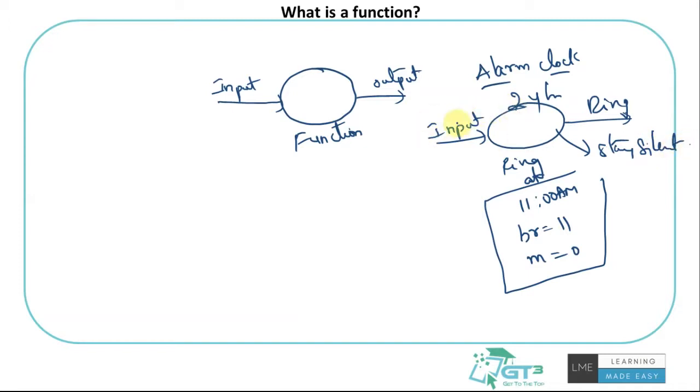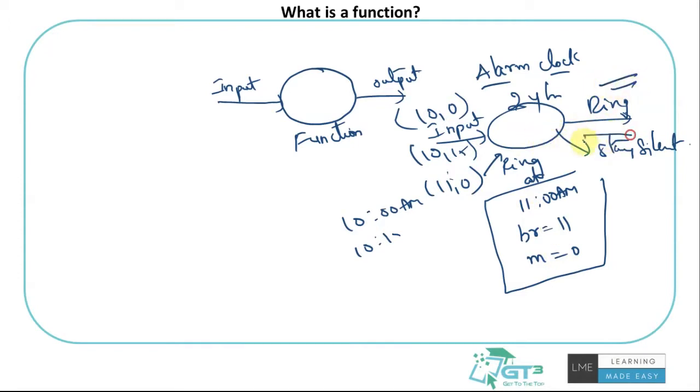Input keeps going. Let's say the time is 10 a.m. now. It will take input as 10 and 0, that's hour and minute. Say it is 10:15 now. It will take input as 10 and 15, and so on. Suddenly it's 11 a.m., so it will take input as 11 and 0. Once it gets input of 11 and 0, it looks at the algorithm: yes, hour is 11 and minute is 0, now I need to ring. Till that point it will stay silent. That is how things work: take input, have a definition for the function, what to do with the input, and according to that, give the output.